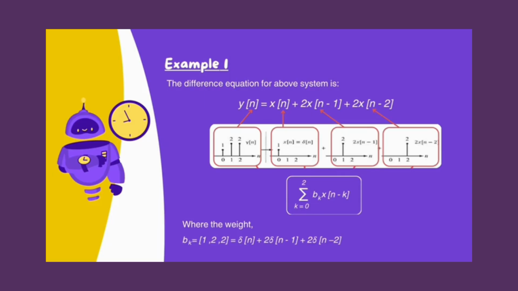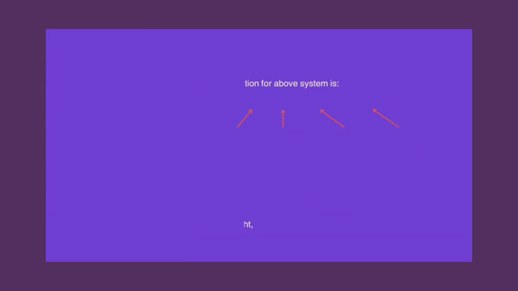This system creates its output by looking at the current input and the last 2 inputs. It adds the current input, twice the input from 1 step ago, and twice the input from 2 steps ago. Each input is scaled, or weighted, before being added together. The result is the current output of the system.